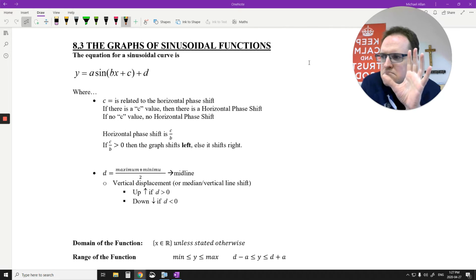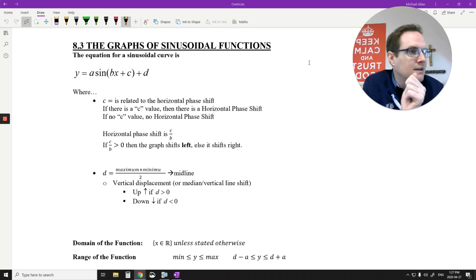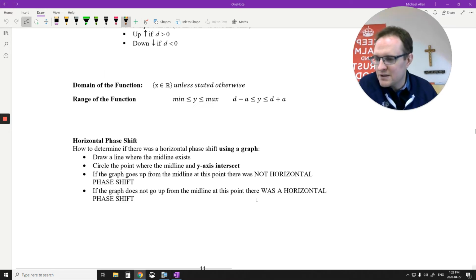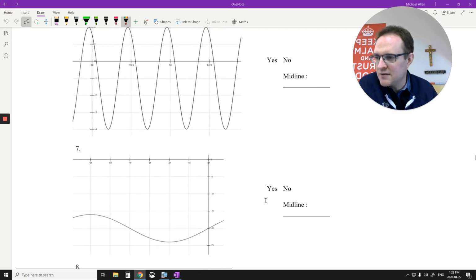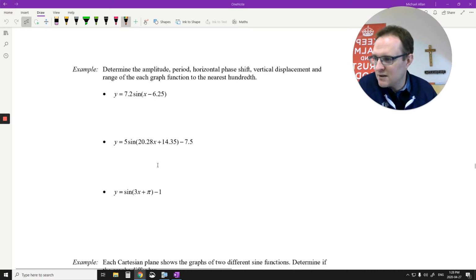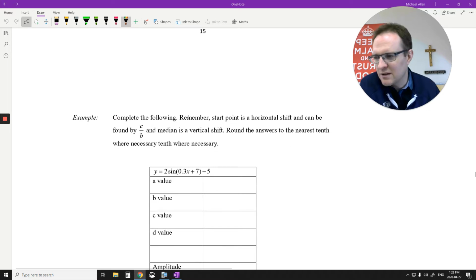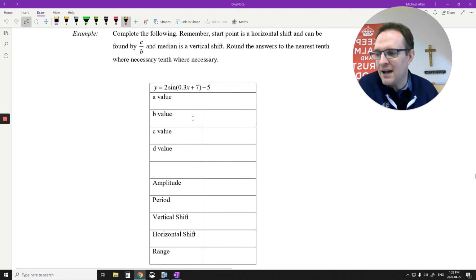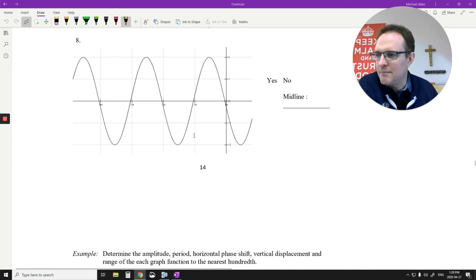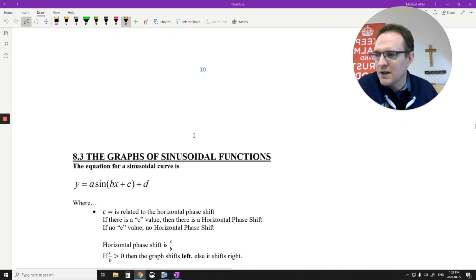Now, I'm not going to talk too much about the D value because the D value is the midline. It says it right in the notes down there. It's the C value that gets a little bit tricky. Most of these questions just ask, is there a horizontal phase shift? But later on, we talk about what the horizontal phase shift is. We want to figure out how to calculate that, not necessarily which way it's shifting. I'm not too concerned if it's moving left or right. I just want to know the value of the shift.